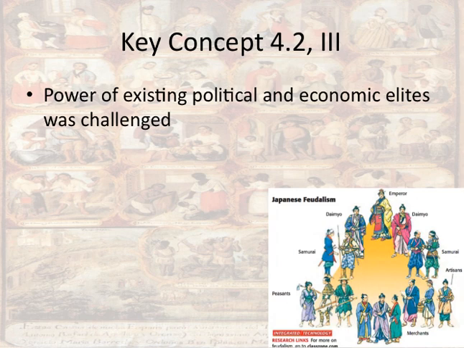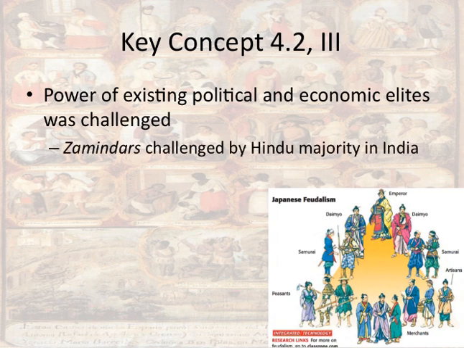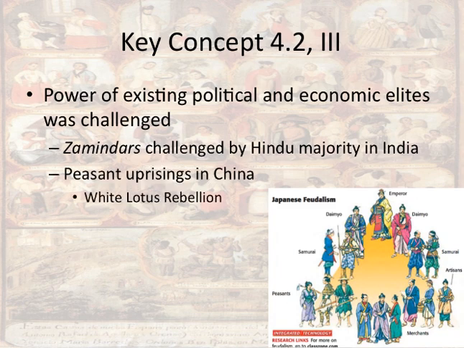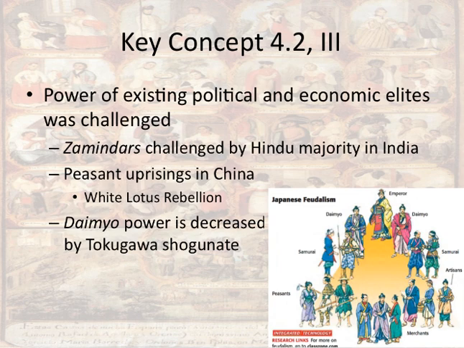Okay, in addition to that, we see that power of existing political and economic elites was challenged in different places. So for example, the zamindars, who are the tax collectors in the Mughal Empire, were challenged by the Hindu majority. And we see peasant uprisings in China, the White Lotus Rebellion, that's eventually put down by the dynasty, but 100,000 people are killed. You also see the daimyo in Japan. Their power is decreased when the Tokugawa shogunate consolidates power. And so the daimyo, who had traditionally been landed aristocracy in Japan, see their power decrease. So there's changes in power.